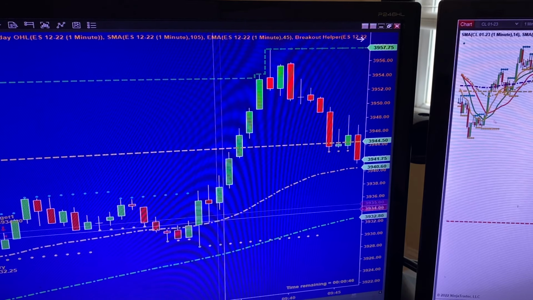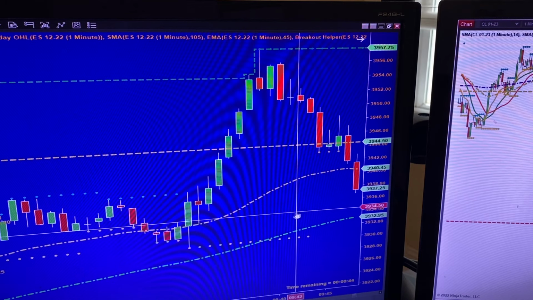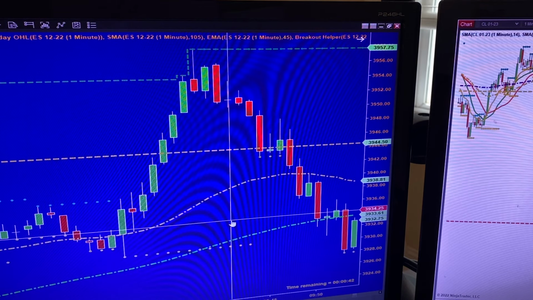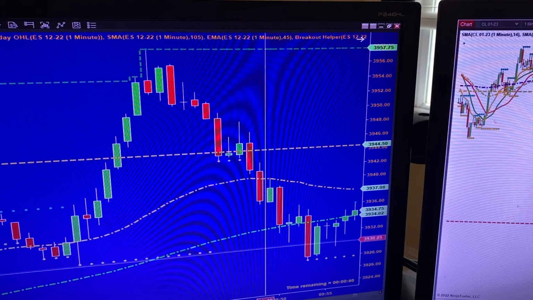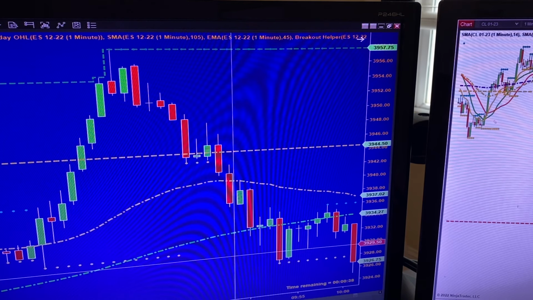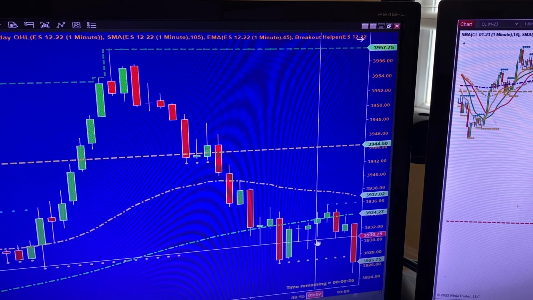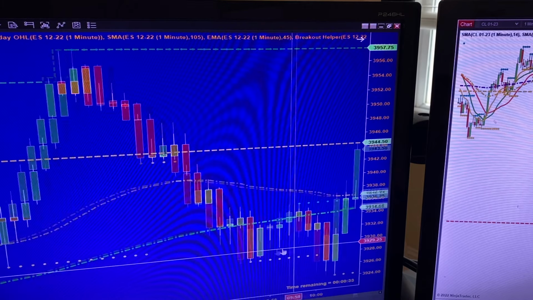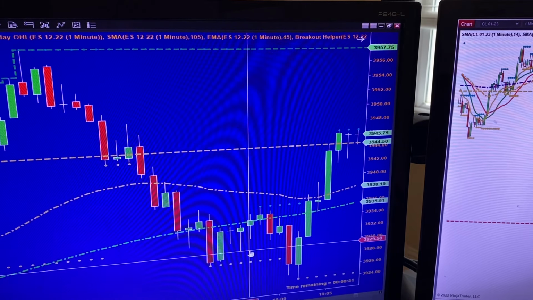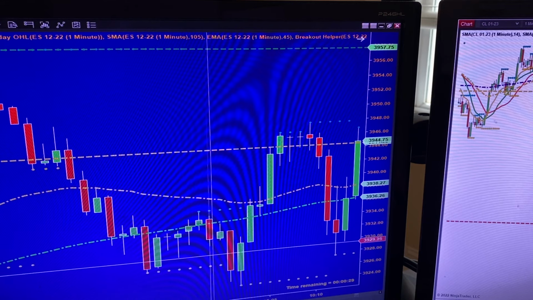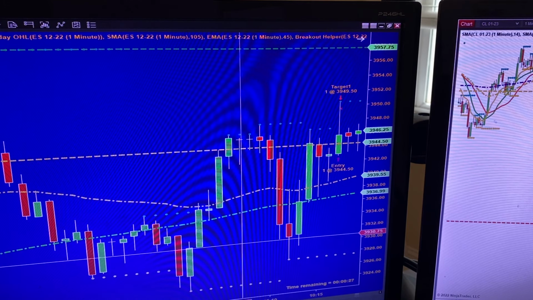Now we get to the open. So you just ignore everything. Wait until you get back to some semblance. We had news at 10. Or no, we didn't have news at 10. I don't remember what we had. Where's my second trade? Oh, there it is.